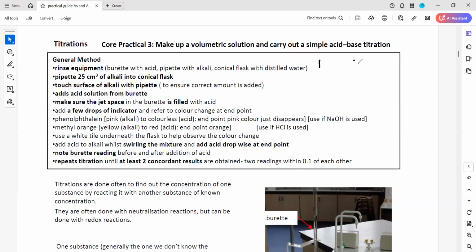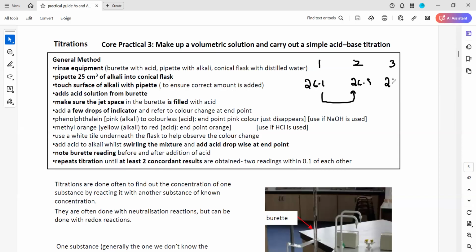I'm not listing a range finder here. He got the first value as 26.1. He got the second value as 26.9. So should he do another titration, yes or no? Yes, you do another titration because the difference is large.